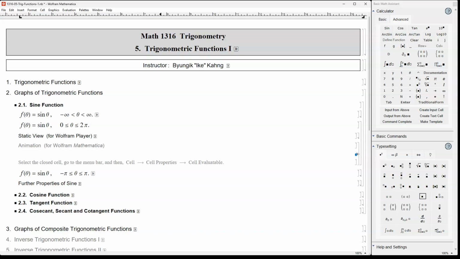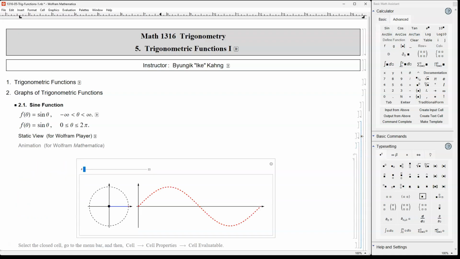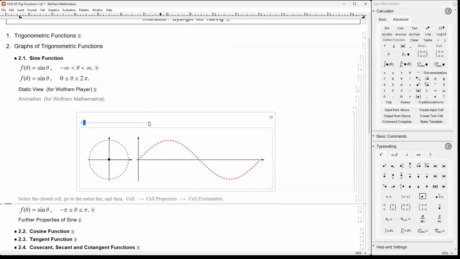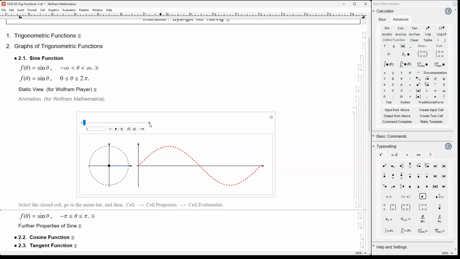Here's the animation associated to that. I think I can just run it. Run. So on the left we have a circle, the unit circle, the circle centered at origin with radius 1. And the angle theta increases from 0 to pi over 2, pi, 3 pi over 2, and back to 2 pi.